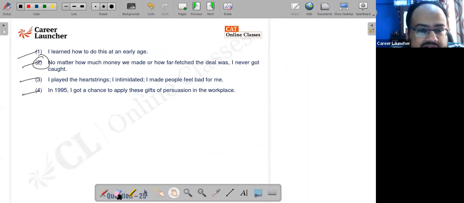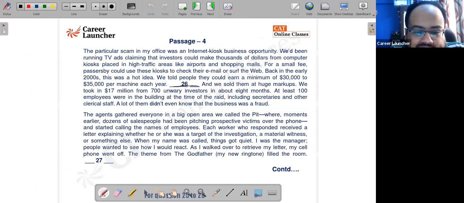Option 2 says no matter how much money we made or how far-fetched the deal was, I never got caught. Then it says that is until so and so date. And after that it says that the FBI agents came. So after that date or on that date I got caught. But till that date, no matter how much money we made, we or I never got caught. So question 25, I guess most of you got correct.